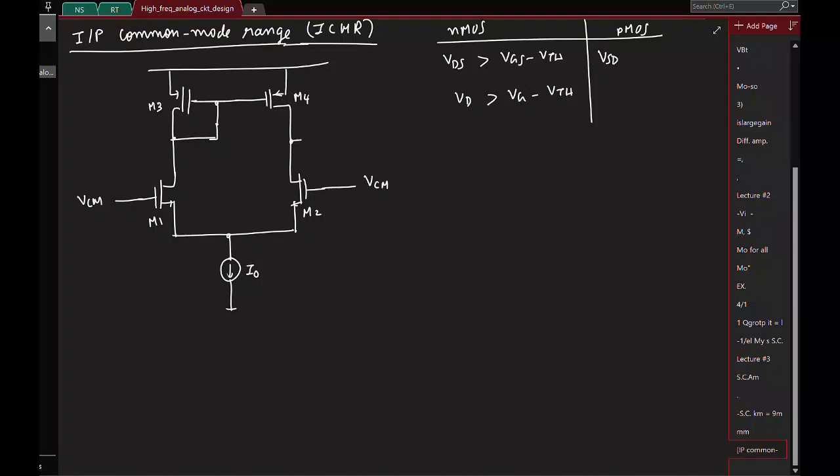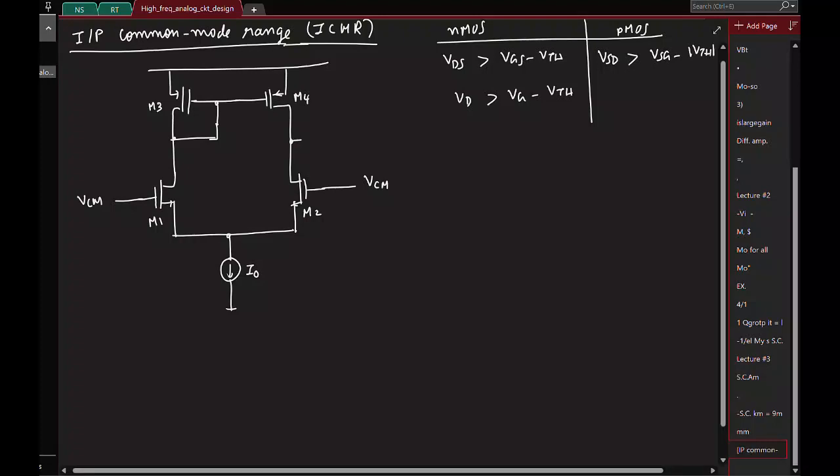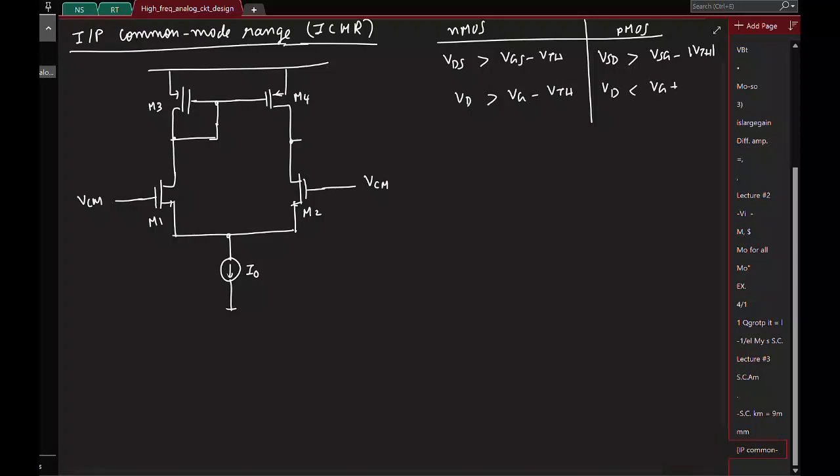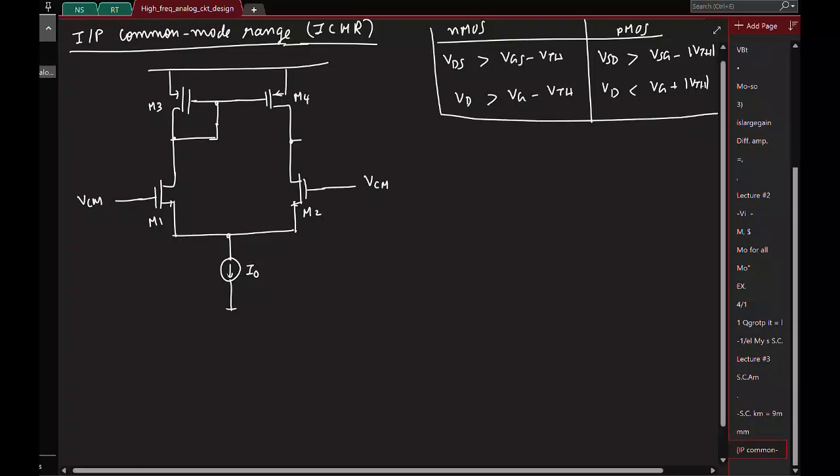this everything just reverses. So drain to source is source to drain. You can remember it in any way you want. That's all, simple, no need to change anything. So which means here you will find Vd is less than Vg plus mod Vth. You can remember it in any form, but finally it all boils down to this.